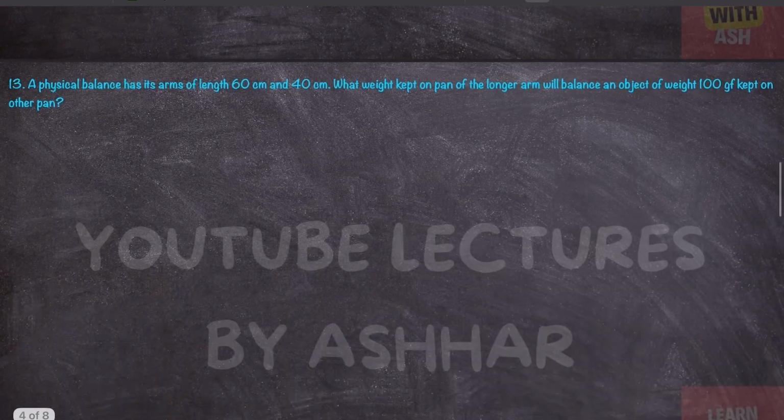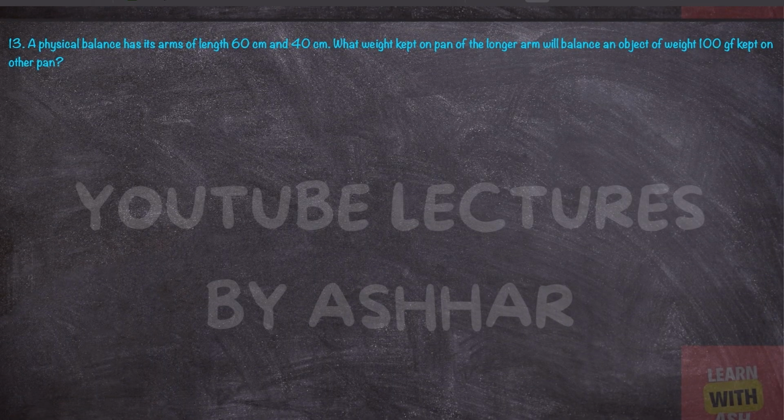Now let's move on to the next question. In this particular question, the question is telling us that a physical balance has its arms of length 60 centimeter and 40 centimeter. What weight kept on the pan of the longer arm? Longer arm means the 60 centimeter one.